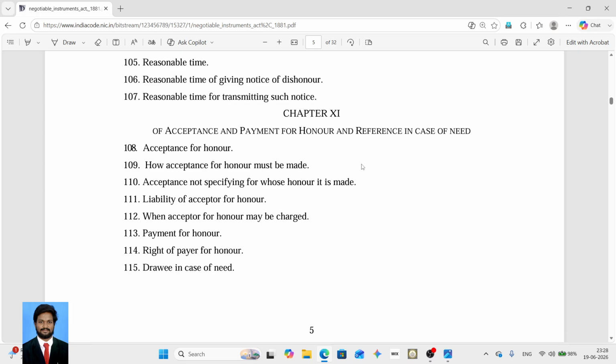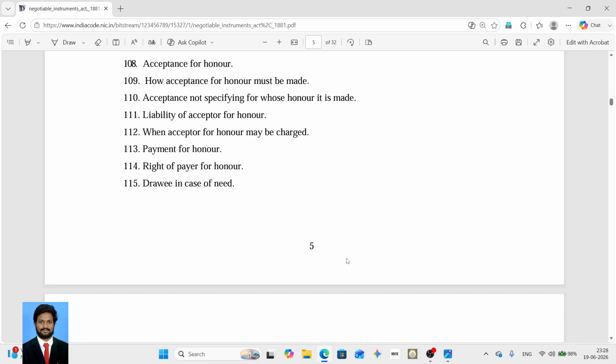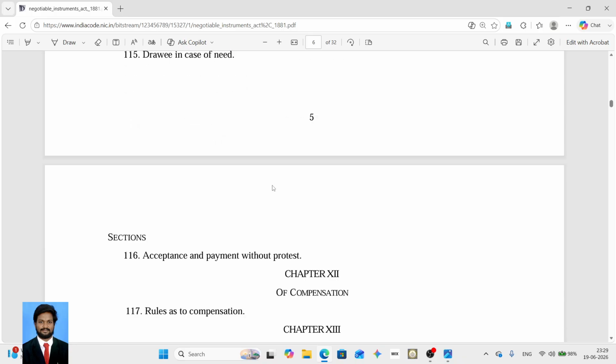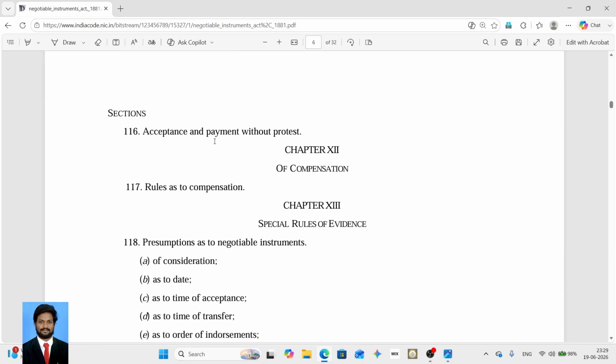110 acceptance not specifying for whose honor it is made. 111 liability of acceptor for honor. 112 when acceptor for honor may be charged. 113 payment for honor. 114 right of payer for honor. 115 drawee in case of need. 116 acceptance and payment without protest.